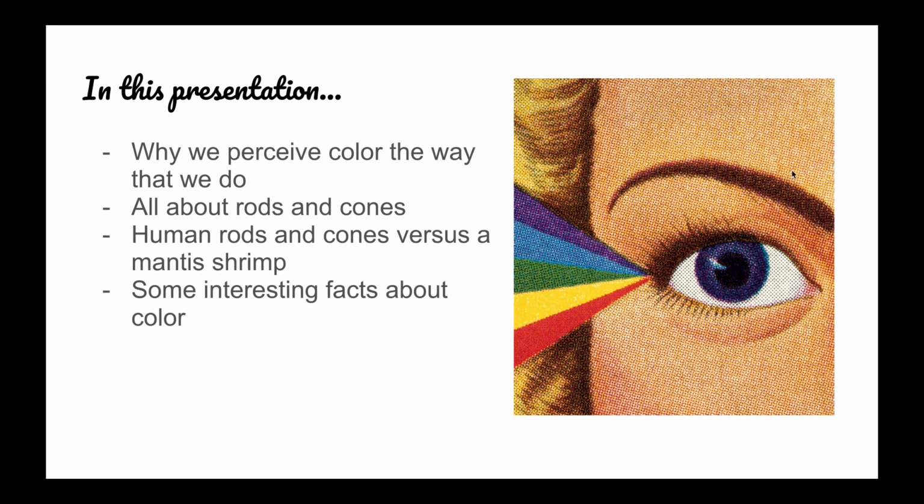So in this presentation, we're going to be looking at why we perceive color the way that we perceive it. We're going to learn all about rods and cones, and then we are going to look at why human rods and cones are different than a mantis shrimp. And then we're also going to talk about some interesting color facts. So right here I just have a picture of a woman, and these are some colors that she is perceiving.